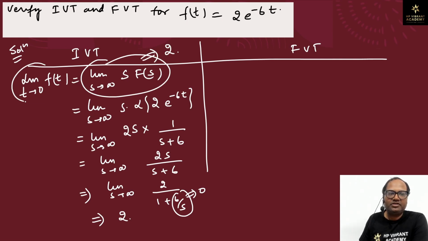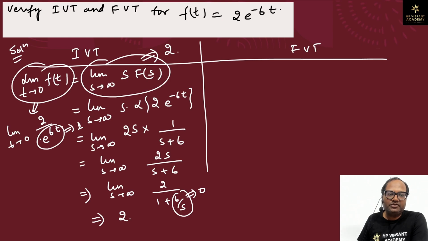Now let us find limit t tends to 0 f of t. So this is limit t tends to 0 2 upon e to the power 6t. When t tends to 0, e to the power 6t is nothing but 1. So the value of this will be 2. Okay, so LHS is equal to RHS. Now let us verify the final value theorem.